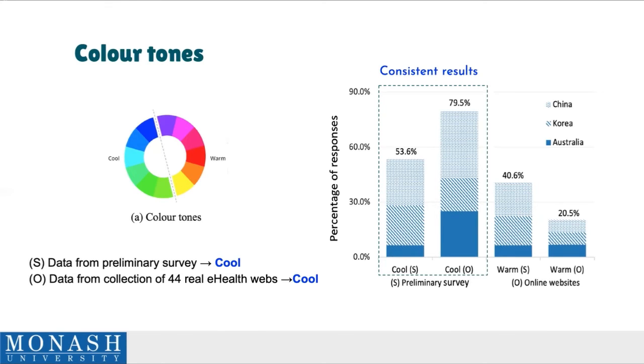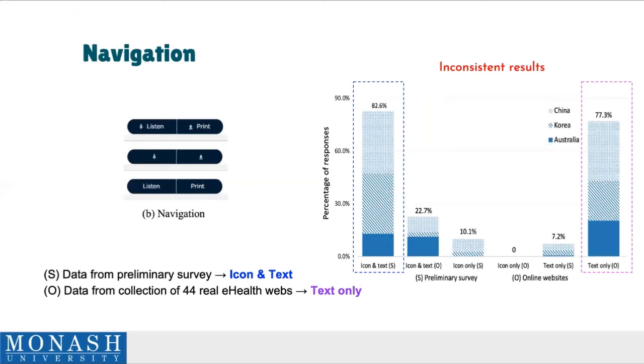Firstly, there is consistency between the design of online applications and the preference from the preliminary survey. 79.5% of online websites are using cool colors, which is consistent with the result that most participants in the survey prefer cool color. Second, there were gaps on navigation style between the design of online applications and the preference from the preliminary survey.